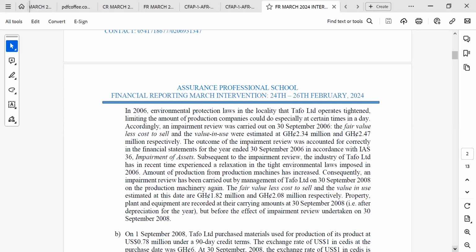PPE are recorded at their current amount at 30 September 2008, that is after depreciation for the year, but before the effect of impairment review undertaken on 30 September 2008.